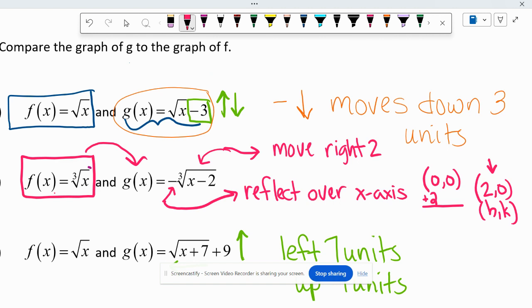Okay, good. You're good. Go to example 5a and 5b. You can skip 4a and 4b. I already did those yesterday. Those are square root functions. We want to go to the cube roots.